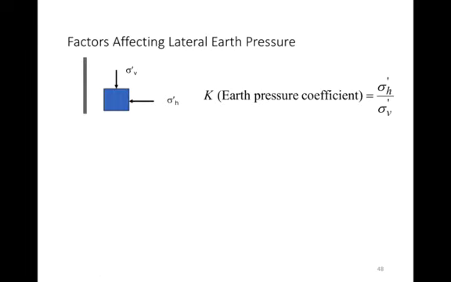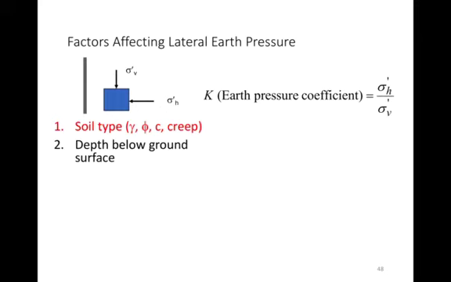Lastly, we're going to talk about the factors that affect lateral earth pressure. There's a number of things that can affect it. So typically the soil type, the unit weight, the friction angle, the cohesion, if the soil has a tendency to creep, how far the depth is below the surface, how deep or how high the wall is, where the location of the water table is. We talked about that. Additional water adds additional pressure.